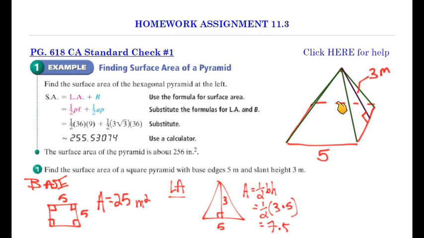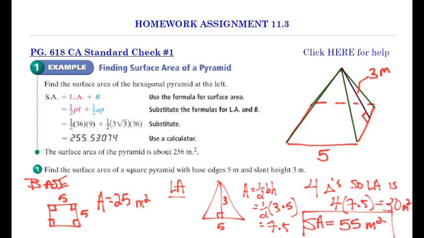Now, for our lateral area, we have 4 of those triangles that make up the sides of our pyramid. So it's 4 times the lateral area, 4 times 7.5, or 30. For our total surface area, we're going to add those two pieces together and get 55 meters squared.